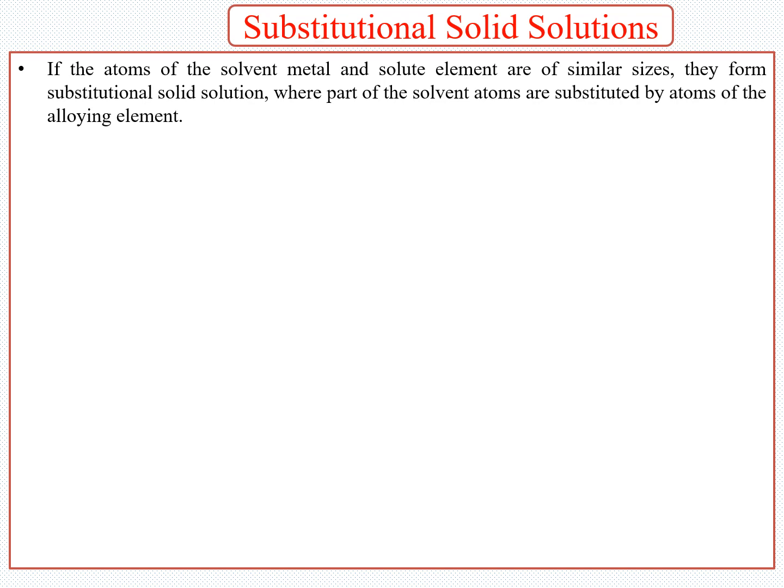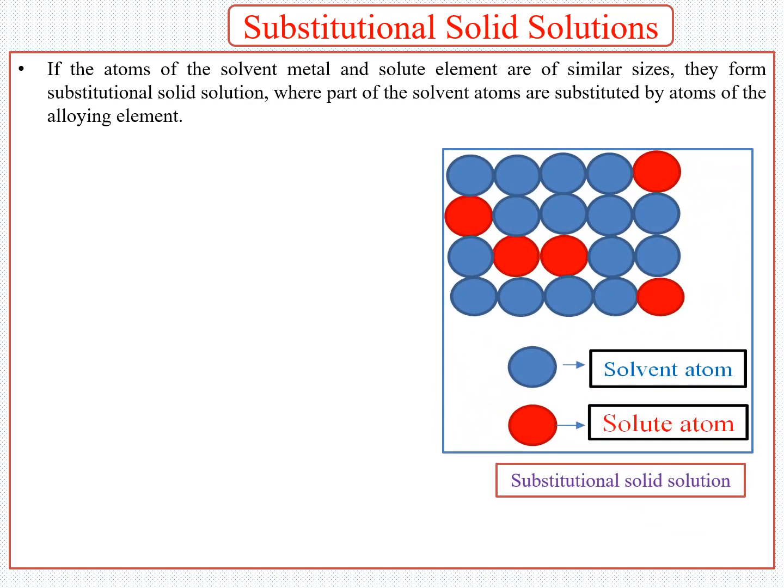The first type of solid solution is substitutional solid solution. If the atoms of the solvent metal and solute element are of similar sizes, they form substitutional solid solution, where part of the solvent atoms are substituted by atoms of the alloying elements, also shown in the figure. In the figure we can observe that blue balls and red balls of similar sizes are in substitutional solid solution. One can observe that blue balls at some places are replaced by the red balls of the same size. So this is actually what happens during the formation of substitutional solid solution.